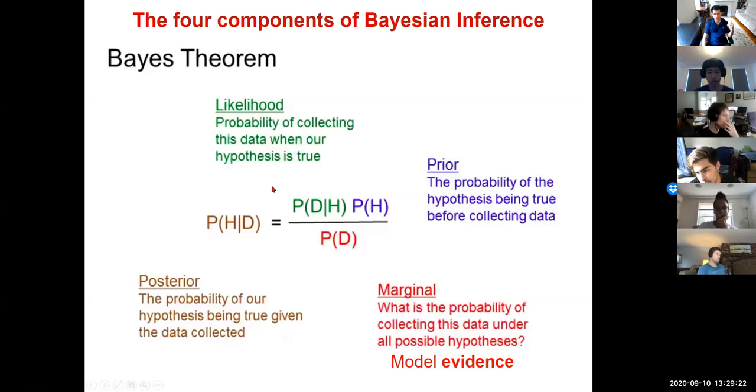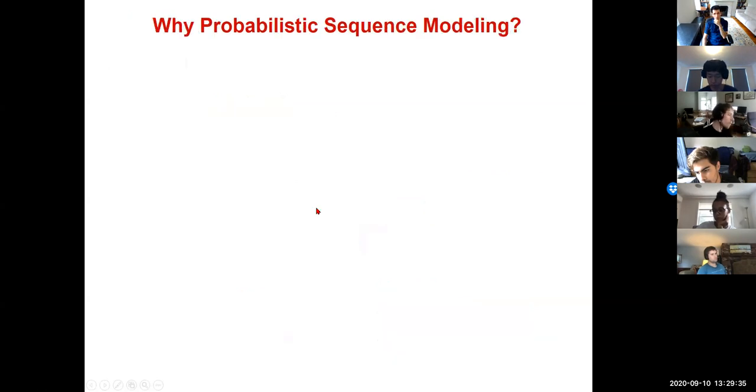And then this green thing here is the forward facing probability. It's the likelihood, the probability of collecting this data when our hypothesis is true. So if I know that it's raining, what is the probability of seeing that shade of gray on my window?